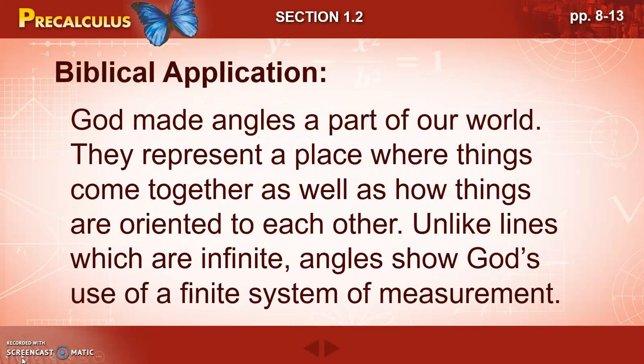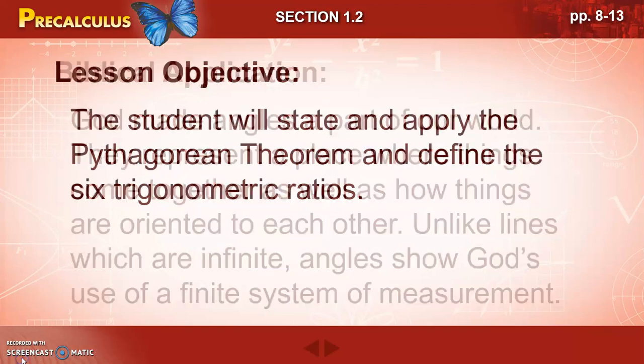Our biblical application is this. We know that God made angles as a part of our world. They represent a place where things come together as well as how things are oriented to each other. Unlike lines, which are infinite, angles show God's use of a finite system of measurement. We know that we can build things and create things precisely. We can duplicate things that other people have created because of this orderly and finite system of measurement.